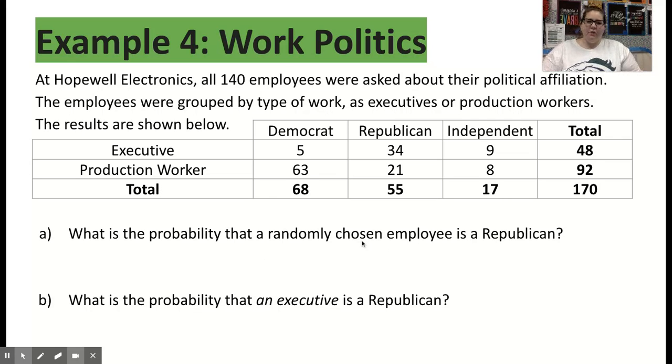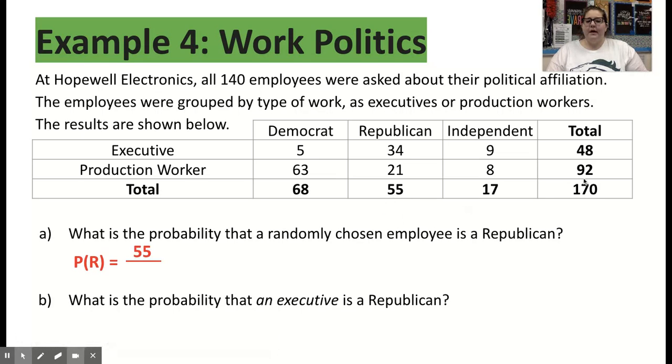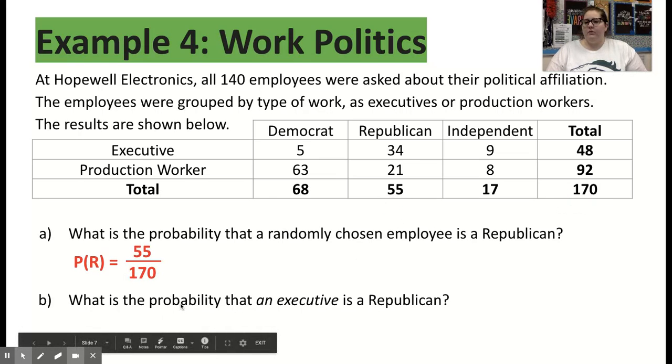Nothing's given. We're not narrowing down our total at all. We're just talking about everybody. So probability of Republican, there are total 55 Republicans out of 170 people total.